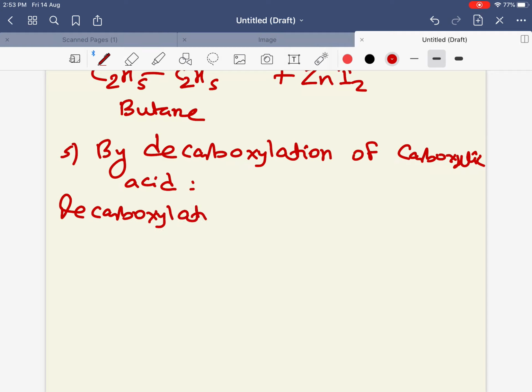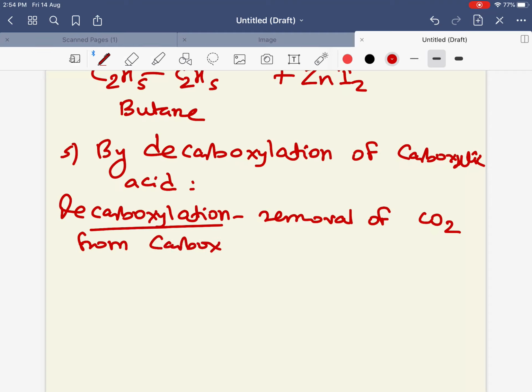First we can see what is meant by decarboxylation. Decarboxylation means the removal of CO2, carbon dioxide, from carboxylic acid. The removal of carbon dioxide from carboxylic acid is known as a decarboxylation reaction.